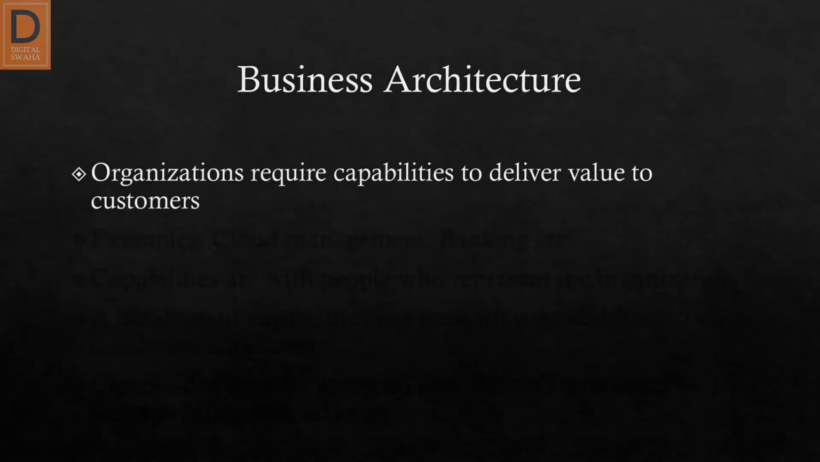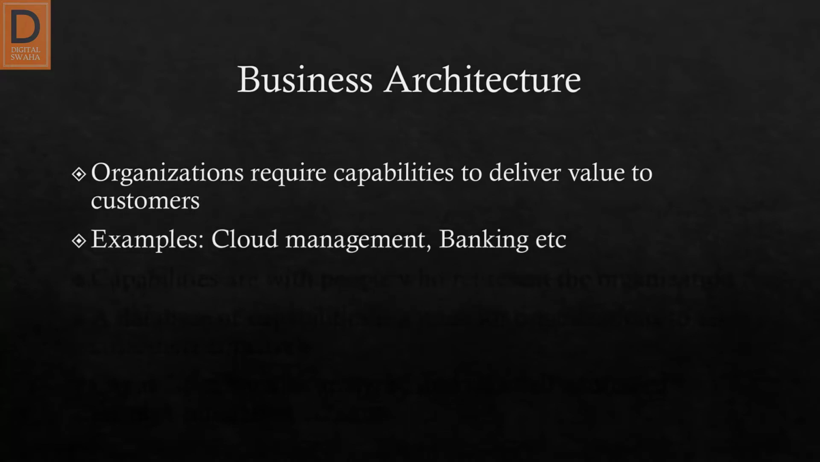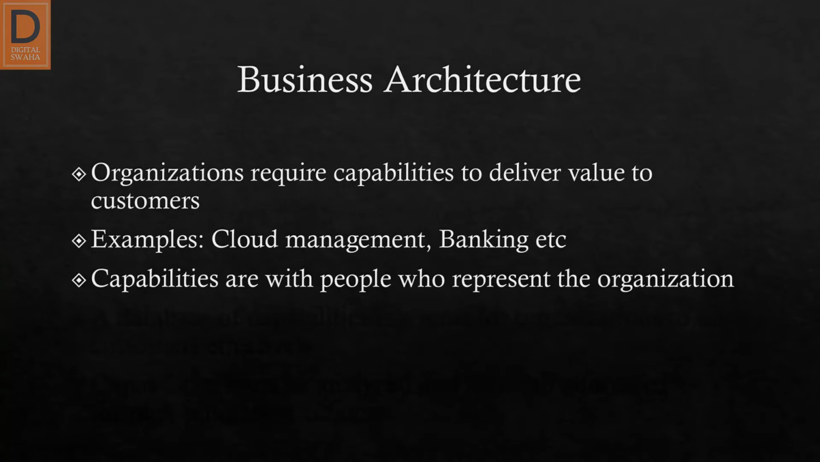An organization's purpose is to deliver value and meet the customer's expectations. To do this, they would need certain capabilities. Examples of capabilities can be AWS management, Python scripting, banking, creating interior designs, among others. These capabilities are inherently within the people in an organization.